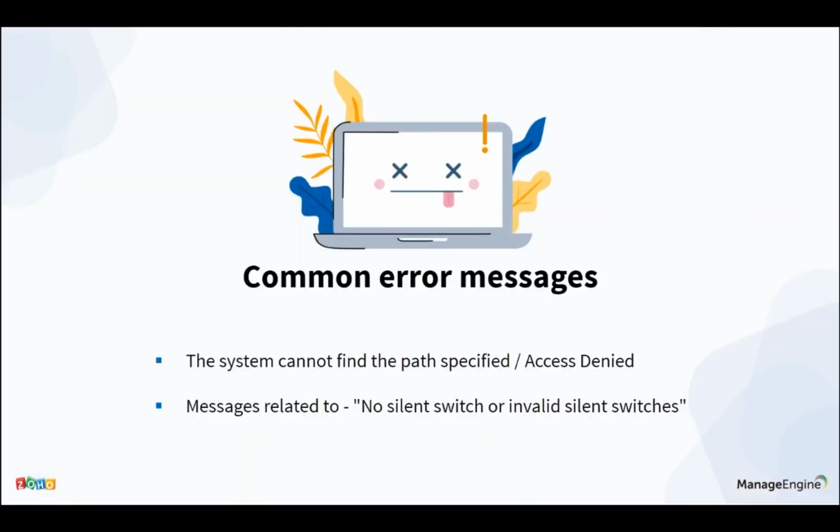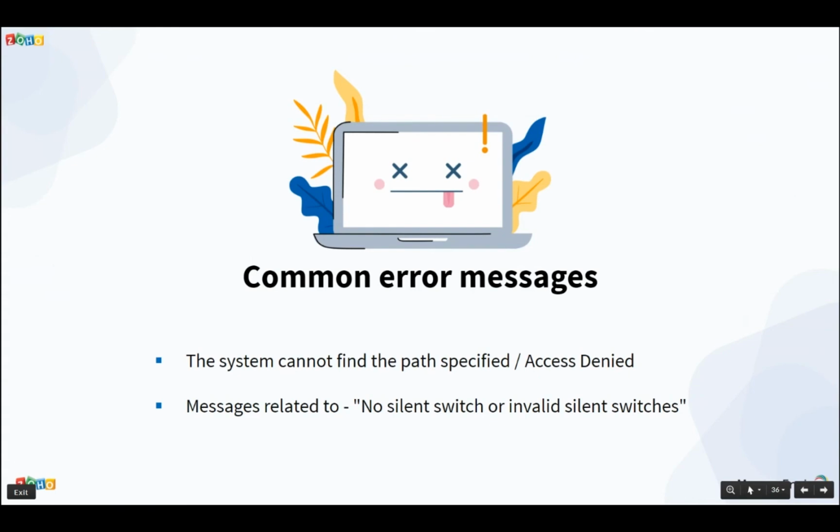Then we have some common error messages that we get when we deploy a software. Let's say you're deploying a software and you get this error, path specified not found, or you might get access denied. This is mostly the case when we use a network share, where the file that you have copied to the network share might not be available for all the computers to which you're deploying it. Maybe they don't have privileges to access the network share. So that's why you're getting this particular error.